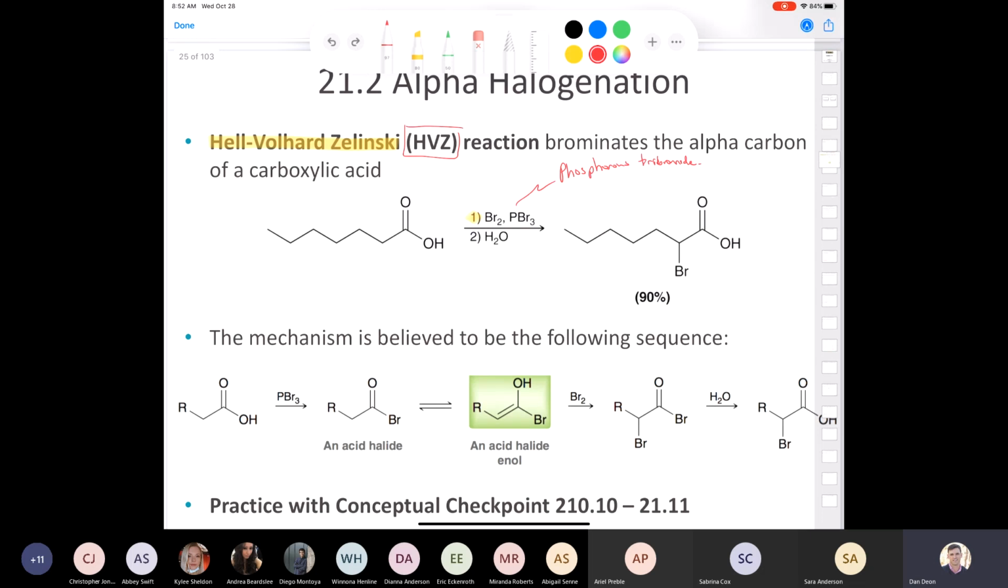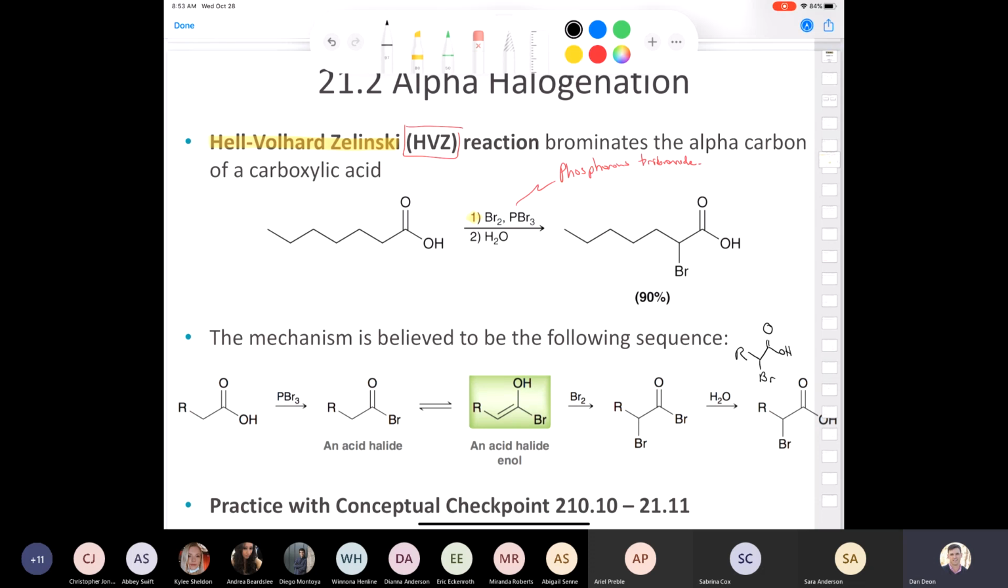Now, again, you can't completely see here because of my margin, but what you're getting is the carboxylic acid. So you have your carboxyl, and you're adding a bromine here like that, the HVZ reaction. Now, the mechanism is believed to be the following sequence. The first step is the reaction with phosphorus tribromide to give you the acid halide, or an acid bromide specifically in this case. That undergoes tautomerization to give you the acid halide enol. That's enough functional groups for you. And then that's going to react as a nucleophile to the bromine. And then finally, you hydrolyze it with water in the end.